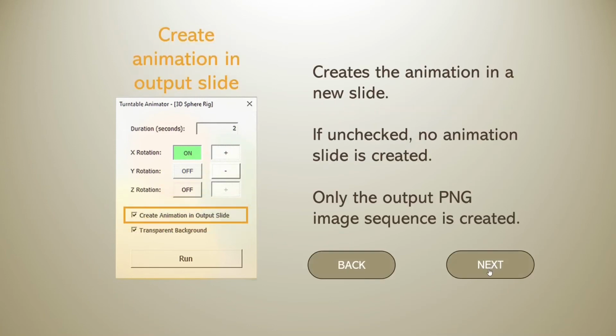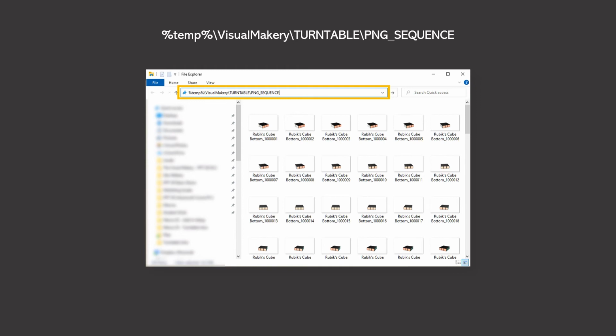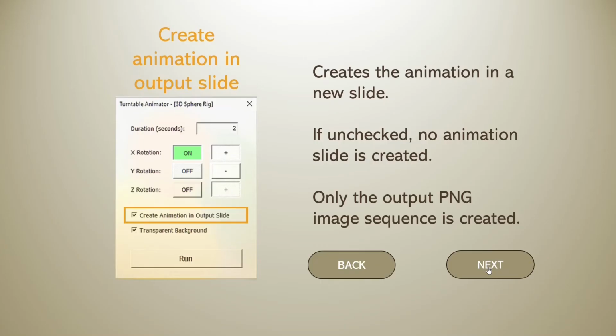Check this option if you want to have the animation created in a slide in the current presentation. The output is always written into the output folder in your temp folder. The PNG output files are cleared on each run of the Turntable Animator. If you need to keep the files, be sure to save your own copy before running the tool again.